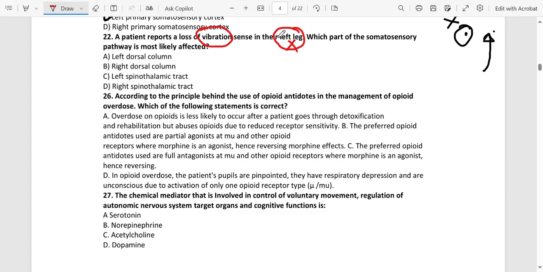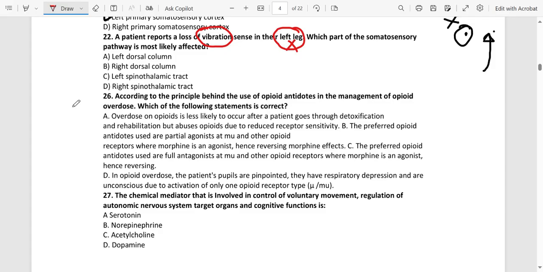Excellent. So if they can't feel vibration in the left leg, it means that it's the left dorsal column, because the dorsal column decussates way up in the medulla. So meaning that if you can't feel on the left side, the injury is likely on the left side of the cord. Please, if you are not understanding this, ask so that we explain again, so that if a question comes in another way, you should still be able to work your way through. All right.